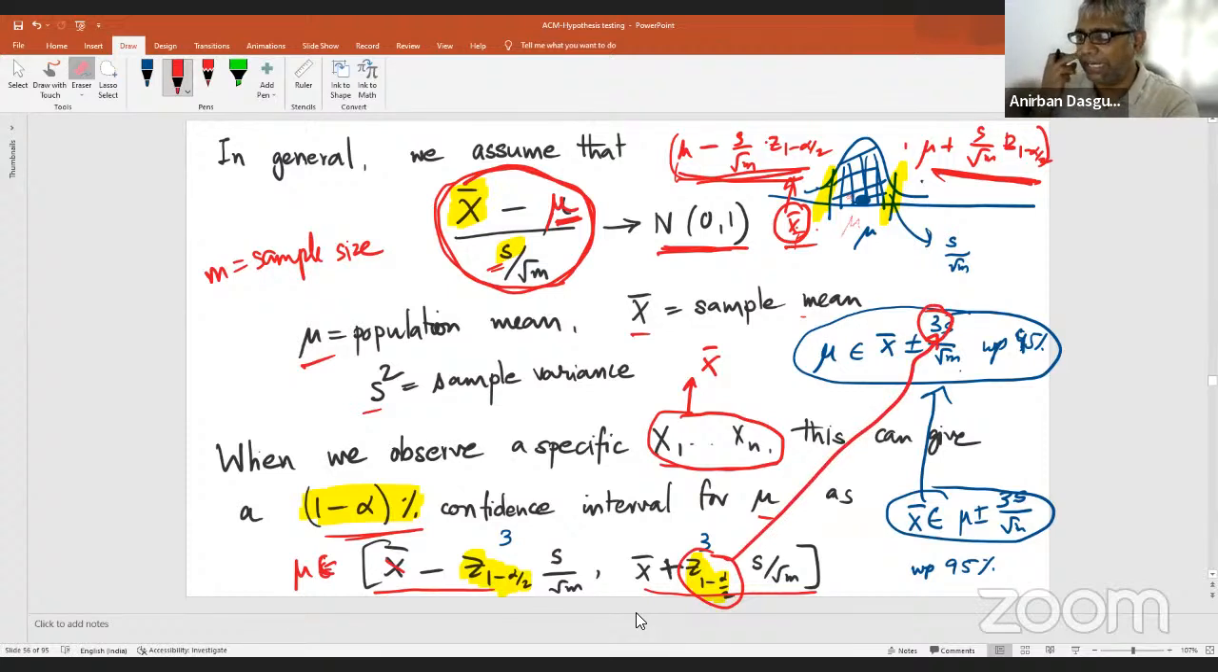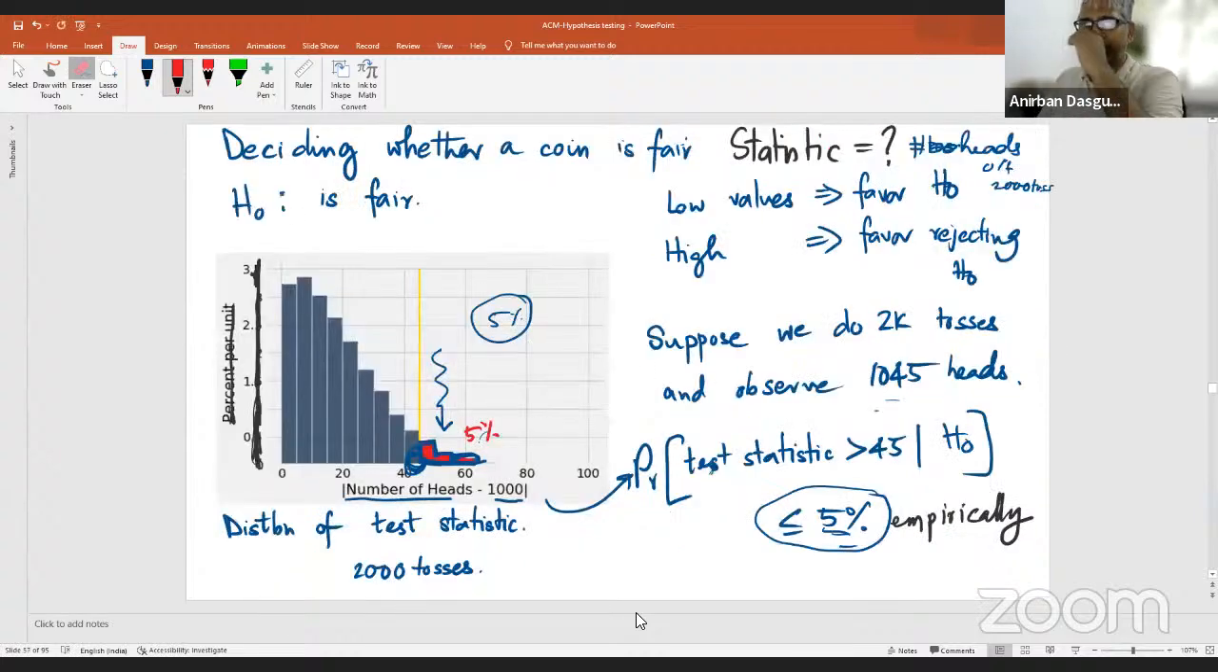Okay, and I get an explicit interval. So now, deciding again in this setup, deciding whether the coin is fair. We calculated this distribution either by using the central limit theorem or by doing the simulation, and then I say that look here.